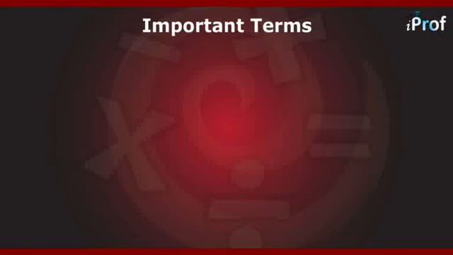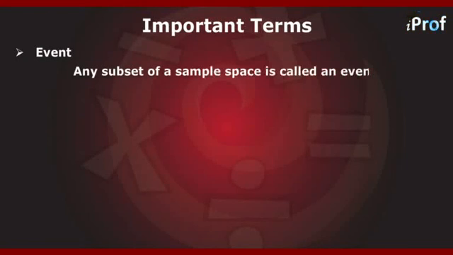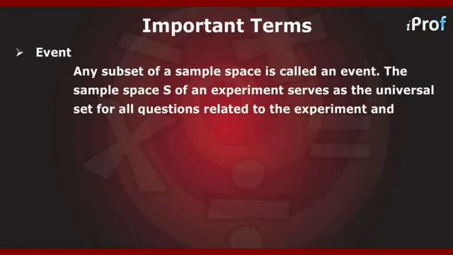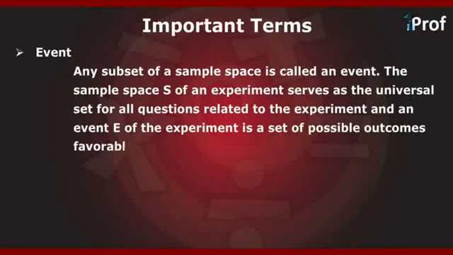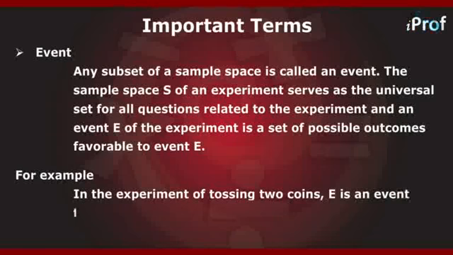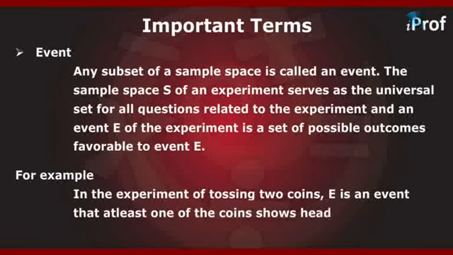The other important term is event. Any subset of a sample space is called an event. The sample space S of an experiment serves as a universal set for all questions related to the experiment, and an event E of the experiment is a set of possible outcomes favorable to event E. For example, in the experiment of tossing 2 coins, E is an event that at least one of the coins shows head. Therefore, E = {TH, HT, HH}.